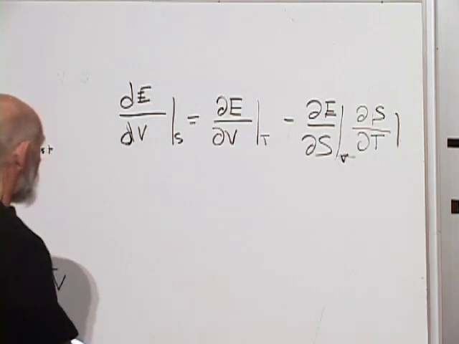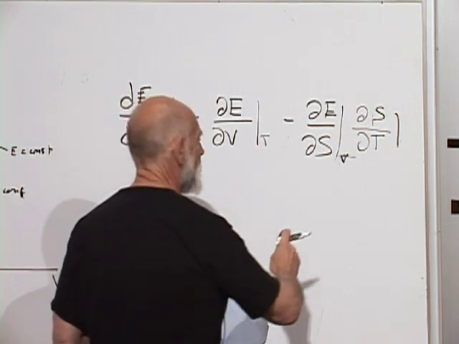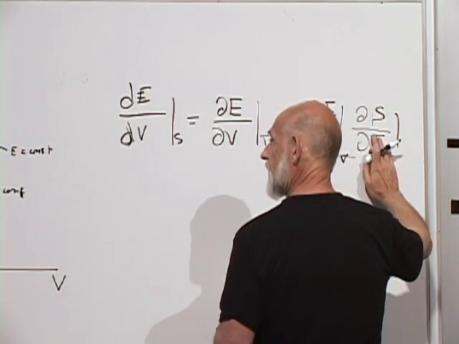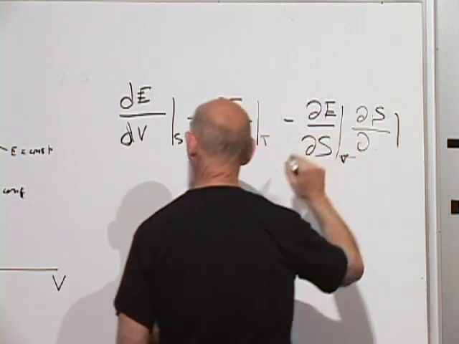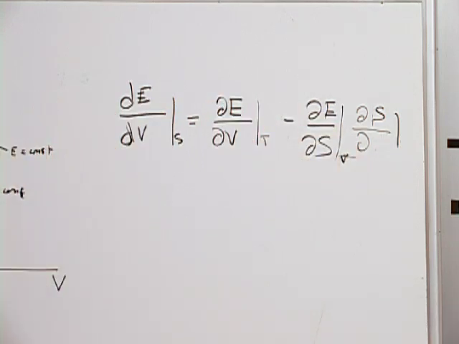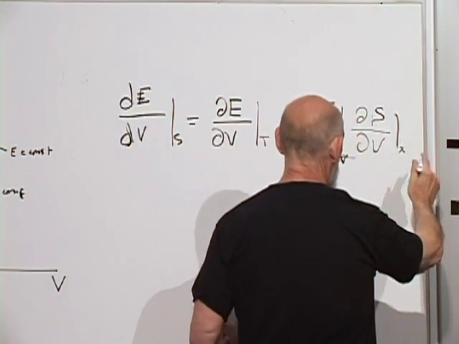Oh, yeah. dE by dS at fixed volume, dS by the volume, I'm sorry. You can only fix one of them. I just think dE by dS at fixed volume times the change in S in going from here to here. The change in S from going to here is the dS by dV at fixed T.